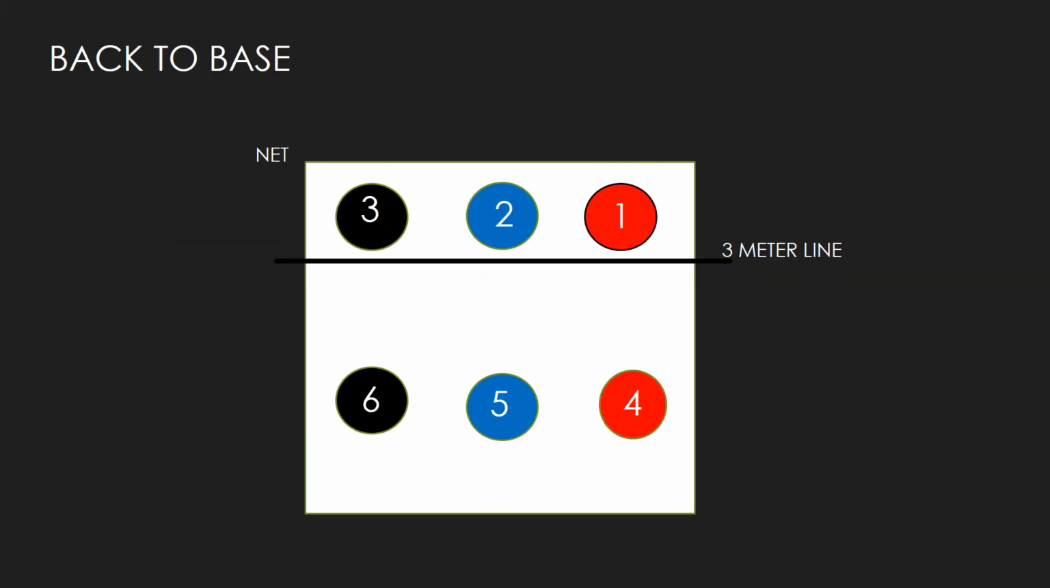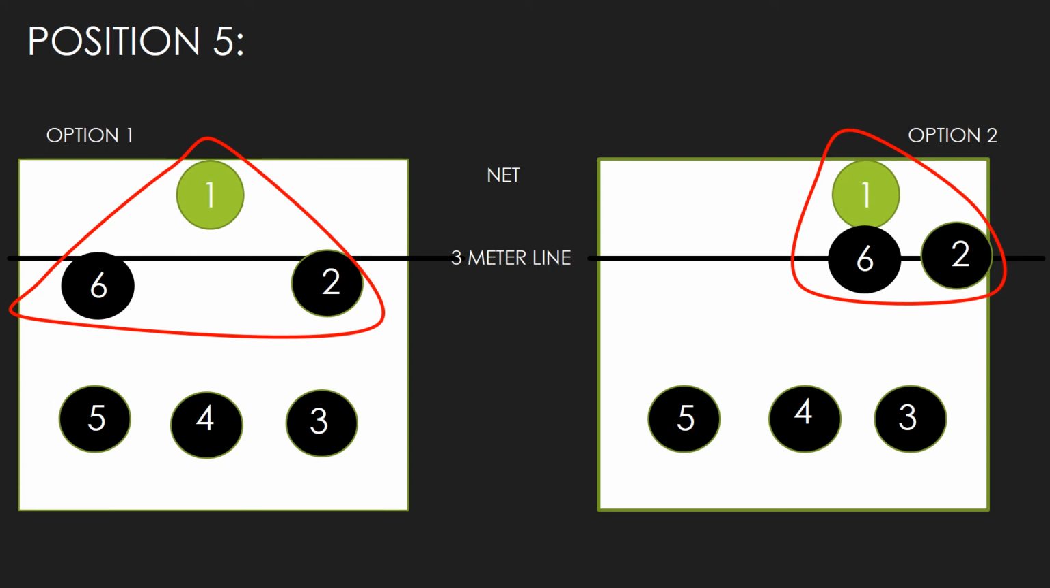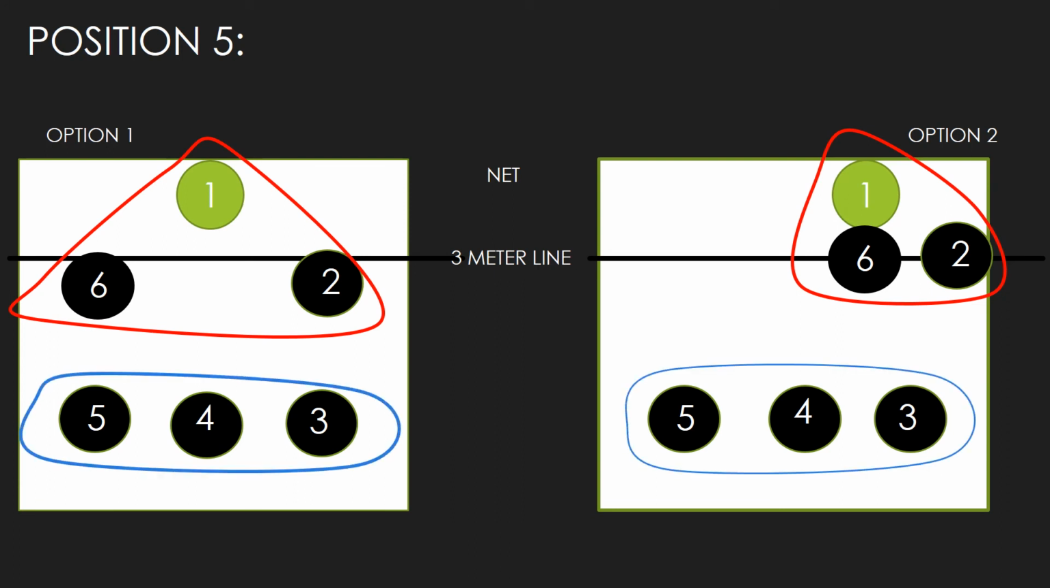And again, once the ball is put over the net, we go back to base, and now 1, 2, and 3 are up at the net, and 4, 5, and 6 are in the back row. Moving on to position 5, now our setter, our number 1, is middle front, and players 6, 1, and 2 are in the front, and players 5, 4, and 3 are in the back.